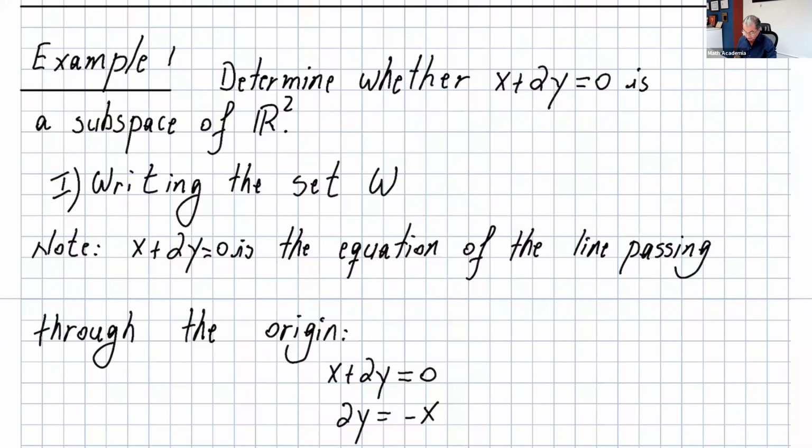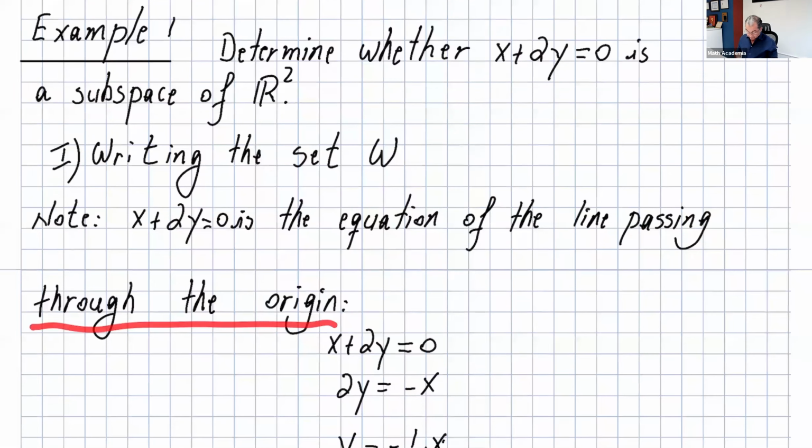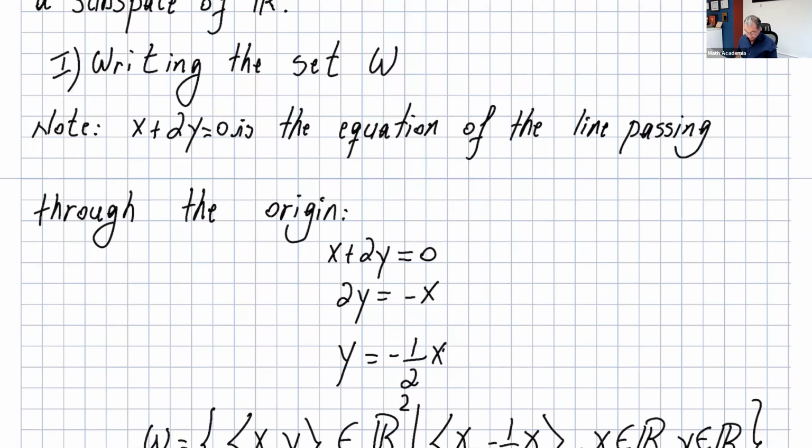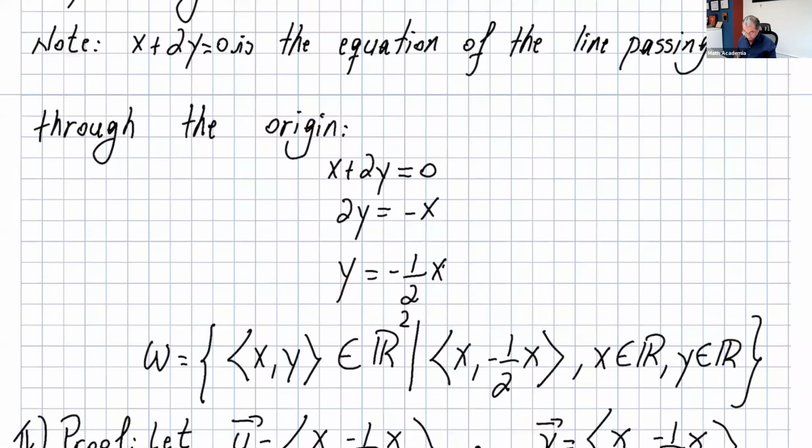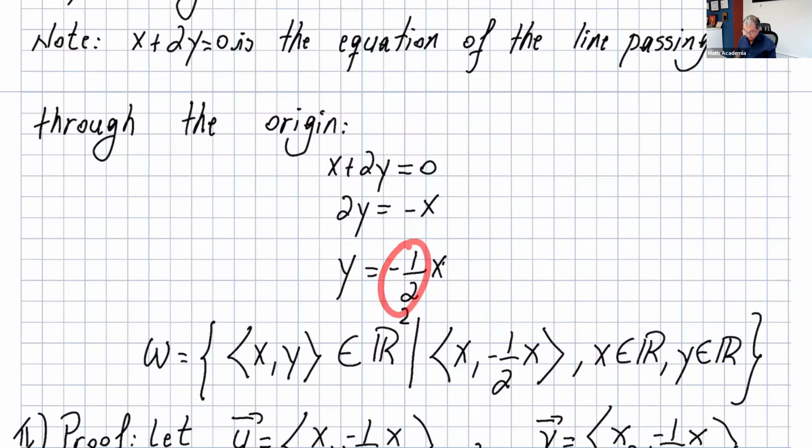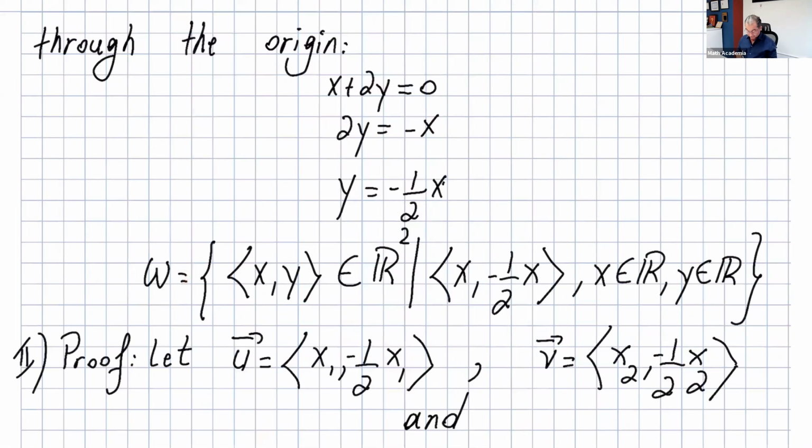Determine whether x plus 2y equals 0 is a subspace of R2. For a proof like this, there are several ways of doing it, but in one way, in part one, you can write the set W. We know that x plus 2y equals 0 is the equation of a line passing through the origin. So what you can do is isolate y, and you get y equals negative 1 over 2 x. We know that's the slope, and the y-intercept in this case is 0 because it passes through the origin. So let's first define our subspace.